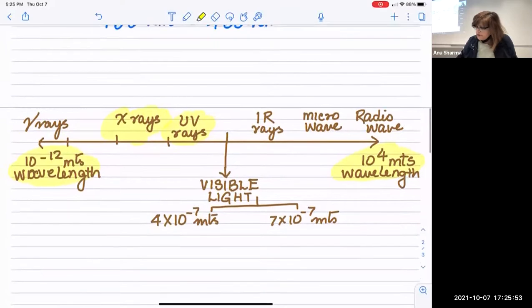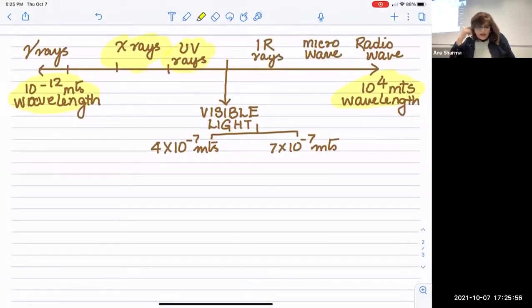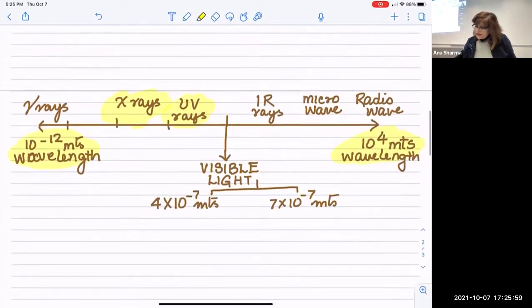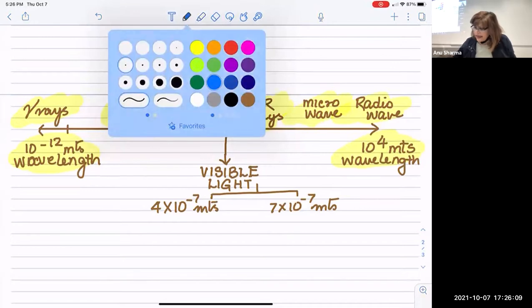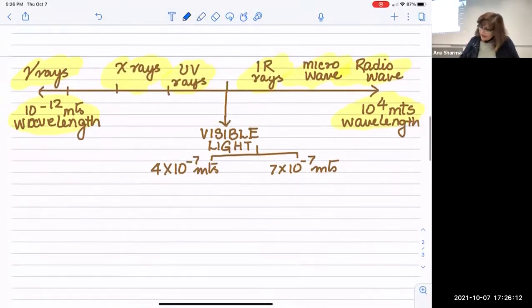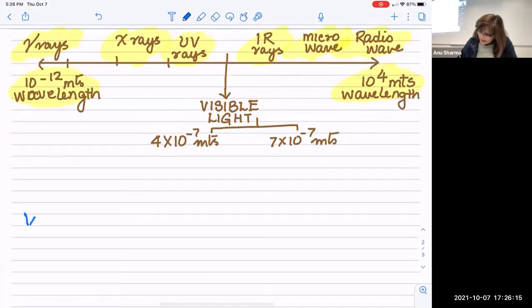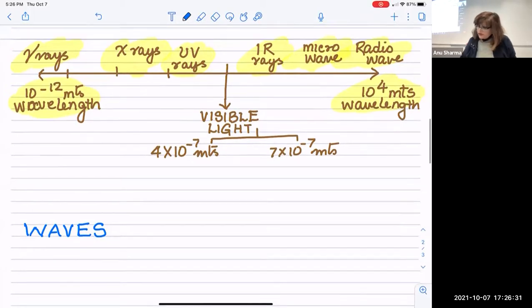So now, if you look at the visible light now, this means all of these radiations, first of all, whether it's the gamma rays, X-rays, UV rays, IR rays, microwaves, radio waves, all these travel as waves. Okay, all of them travel as waves. So now we are going to study the behavior or the structure of waves. What do we know about waves? First of all, all these radiations, you see this is the electromagnetic spectrum, EMR. So EMR, all of them travel as waves.